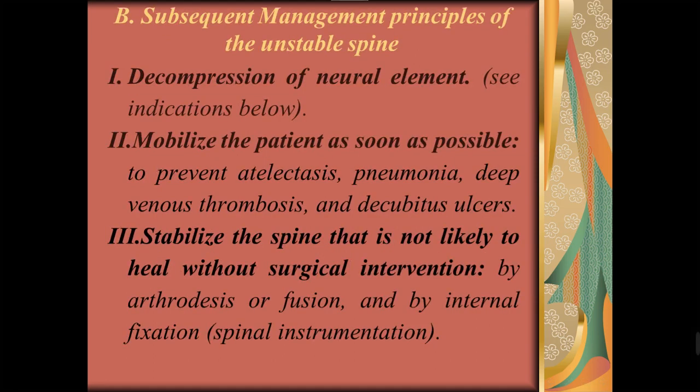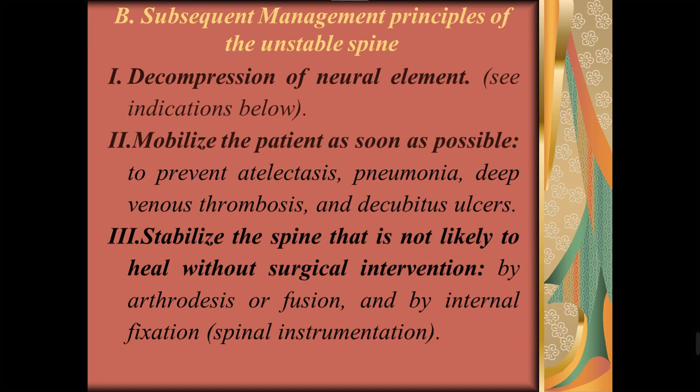Subsequent management of principles of the unstable spine is by either decompression of the neural elements, mobilizing the patient as soon as possible, and stabilizing the spine. Regarding decompression of the neural elements, there are special indications, which I'm going to mention to you in the next section. Mobilize the patient as soon as possible to prevent atelectasis, pneumonia, deep venous thrombosis, and decubitus ulcers, but be sure that this is a stable fracture, or after you stabilize the unstable fracture.